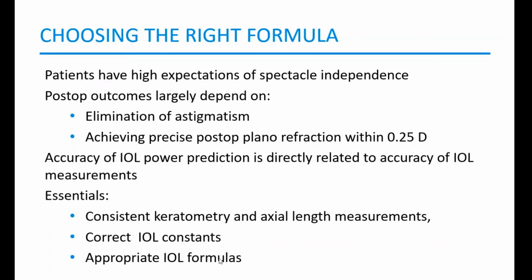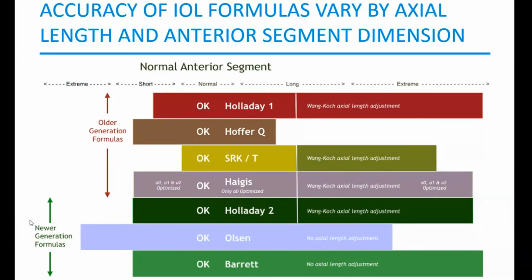Right, so essentials, other things to look out for is to make sure that you have consistent measurements for keratometry and axial length. Correct IOL constants are being used and appropriate IOL formulas are being used. Right, so appropriate formulas, if you're not using these new generation formulas, you probably want to start doing it and cross-reference it to the older generation formulas. So for example, if the surgeon is using an older generation formula and the eyeball is pretty unusual, it's quite long or it's very short, then you may want to suggest to do a cross-reference by doing a calculation on a newer generation formula and cross-check the result to that of the older generation formula.